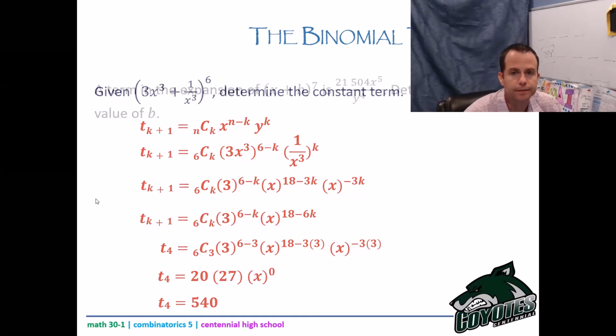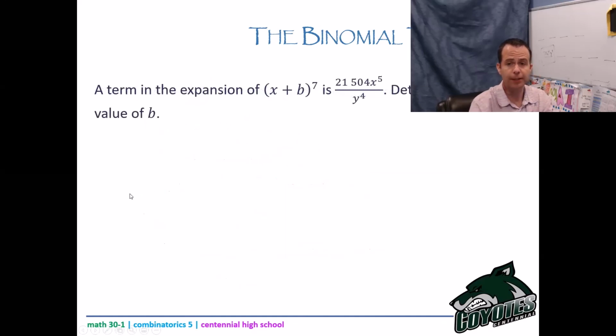All right. A term in the expansion of (x + b)^7 is 21,504 x^5 over y^4. Determine the value of b. So in this one, I actually gave you the answer. I gave you what t_n was. We now need to backtrack and try and figure out what b is.